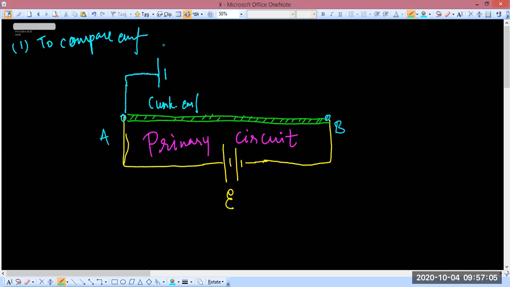This cell has unknown EMF. How much? Let's say epsilon 1. Clear? It has its own internal resistance. I hope this is clear, right? Let's say this is unknown EMF epsilon 1, and along with its own internal resistance R1.